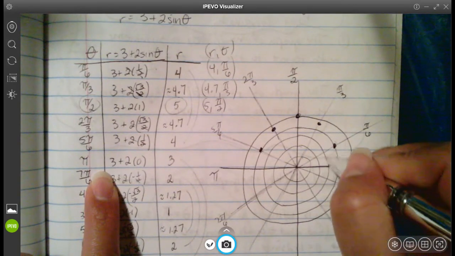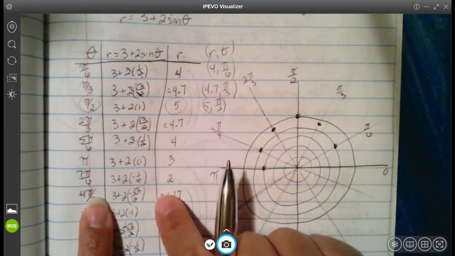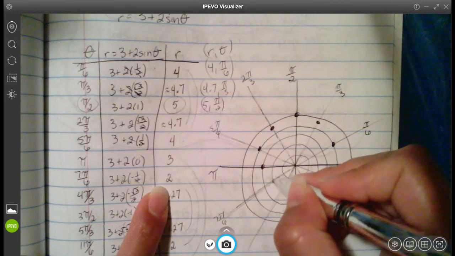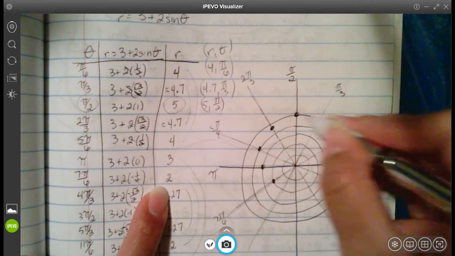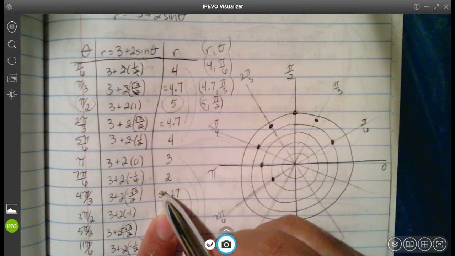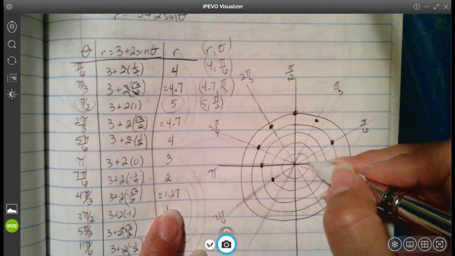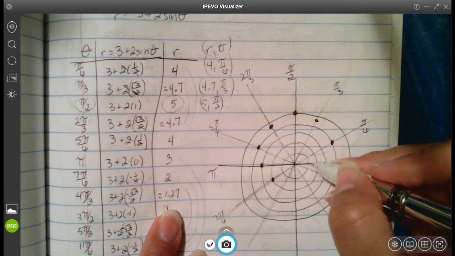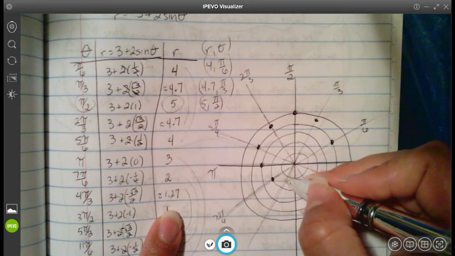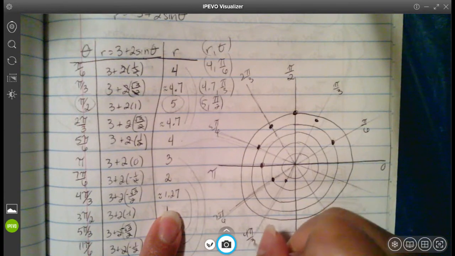Then we have 3, pi. So 1, 2, 3, go around to pi. Then 2, 7 pi over 6. So 1, 2, go around to 7 pi over 6. And you're noticing that it's starting to close in this way. Interesting, right? 1.27, which is the same as 3 minus square root of 3, is at 4 pi thirds. So 1.27, here's 1, maybe about right there somewhere, come around all the way to 4 pi thirds, which is about right here. I didn't label that one, but it's 4 pi thirds.